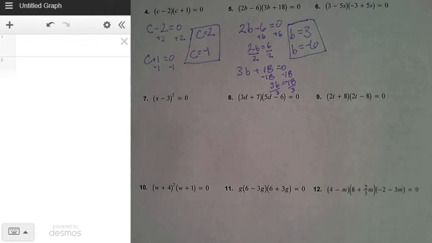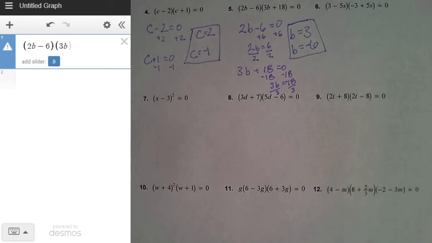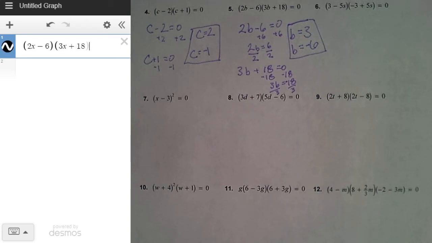Let's go ahead and look at the graph of that one, just because. So we have quantity 2b minus 6 times the quantity 3b plus 18. I'm actually going to change those variables to an x, just because Desmos really does not like those more strange ones. And then look right here. We have this graph. It crosses at x equals negative 6 and x equals positive 3, which is exactly the solutions that we found when we solved this.